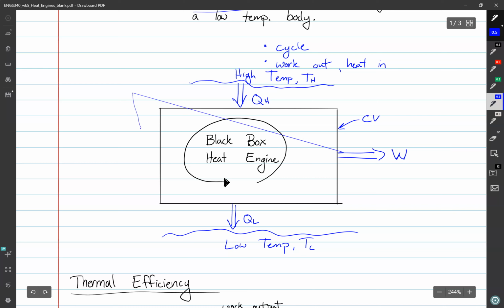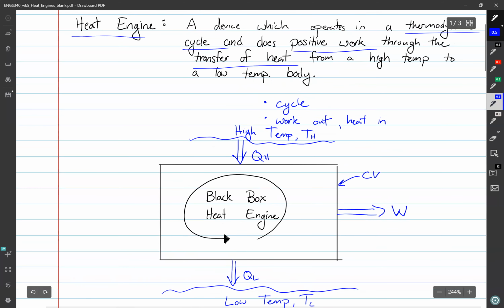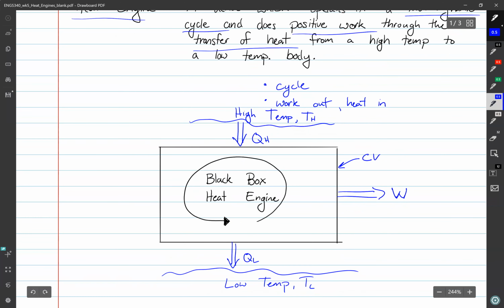So this is the schematic drawing of that definition that we just had, where we're allowing heat to go from high temp. Something's happening inside of our black box. It ends up, we pass some of that heat to the low temperature body, and the rest is converted into work, W.